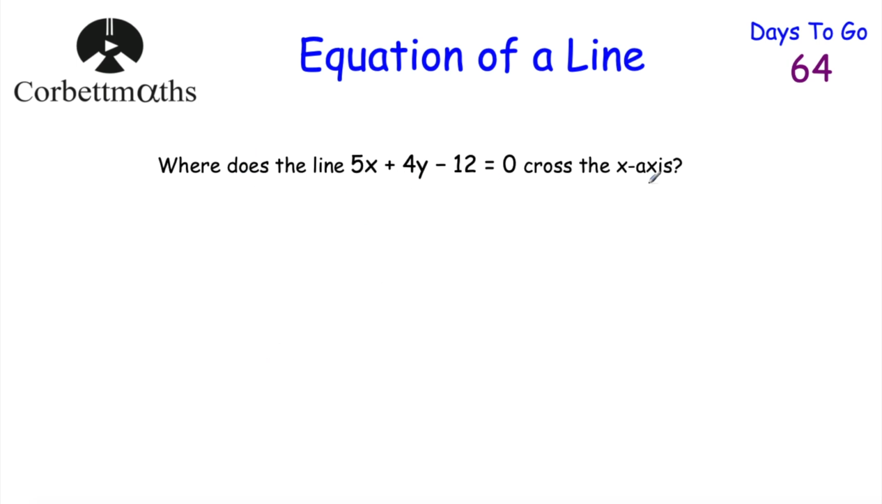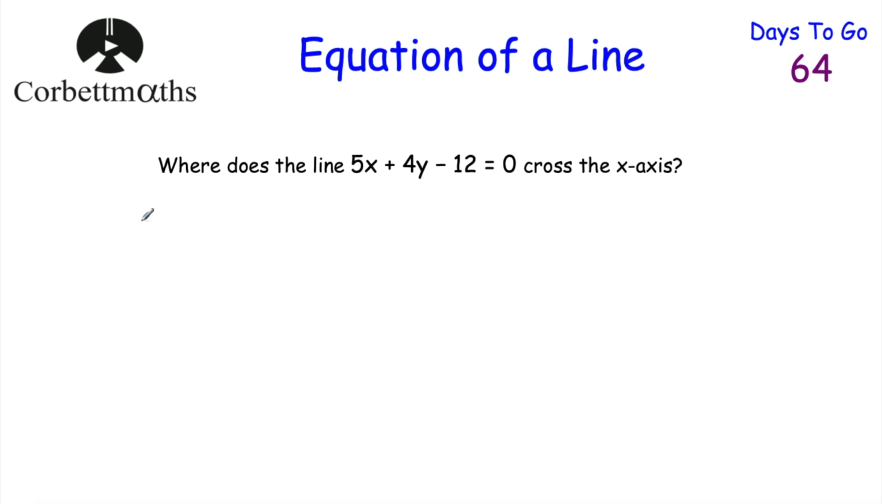If you want to find where it crosses the x-axis, well, you know whenever it crosses the x-axis that the height's equal to 0, so you let y equal 0. So to find where it crosses the y-axis, you let x equal 0. And to find where it crosses the x-axis, you let y equal 0. So the question says, where does the line 5x plus 4y minus 12 equals 0 cross the x-axis?